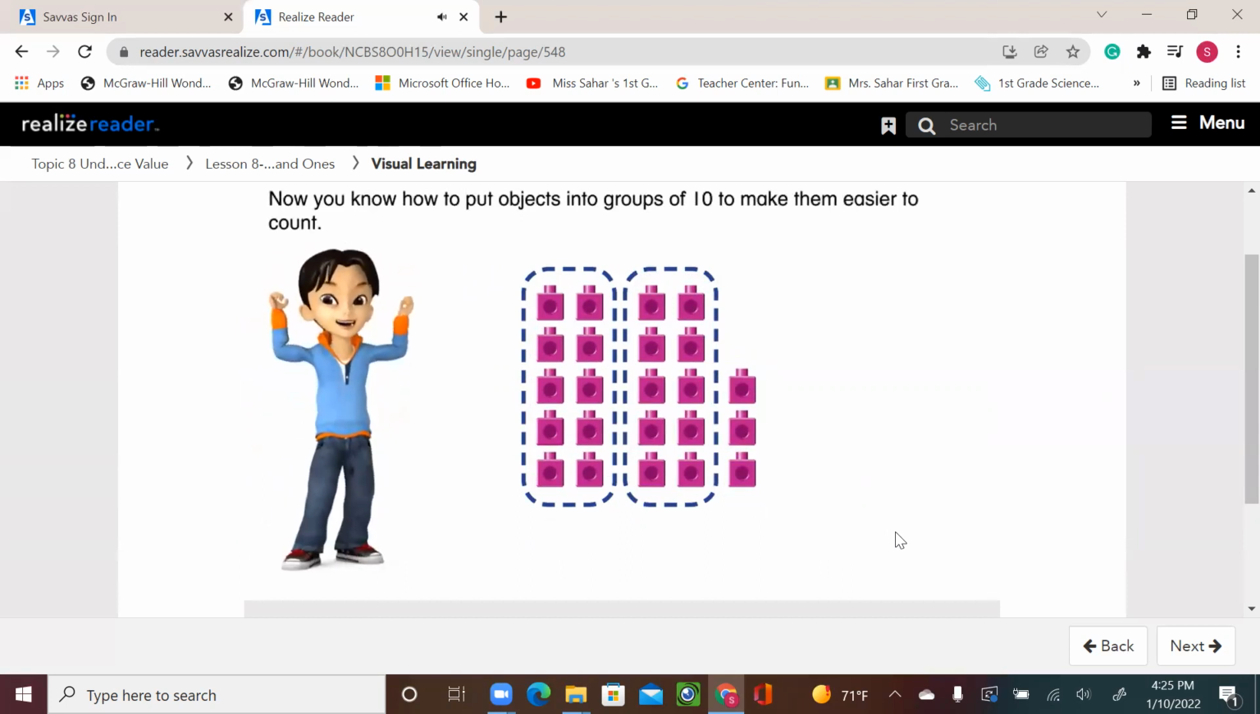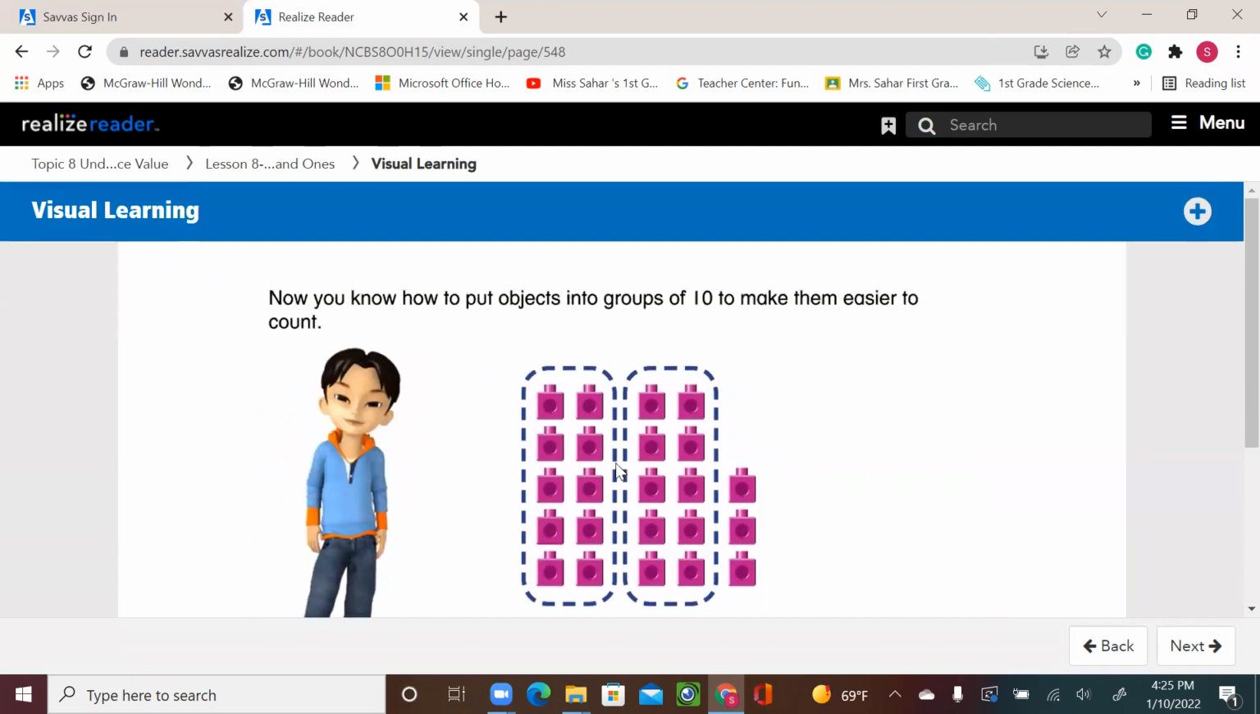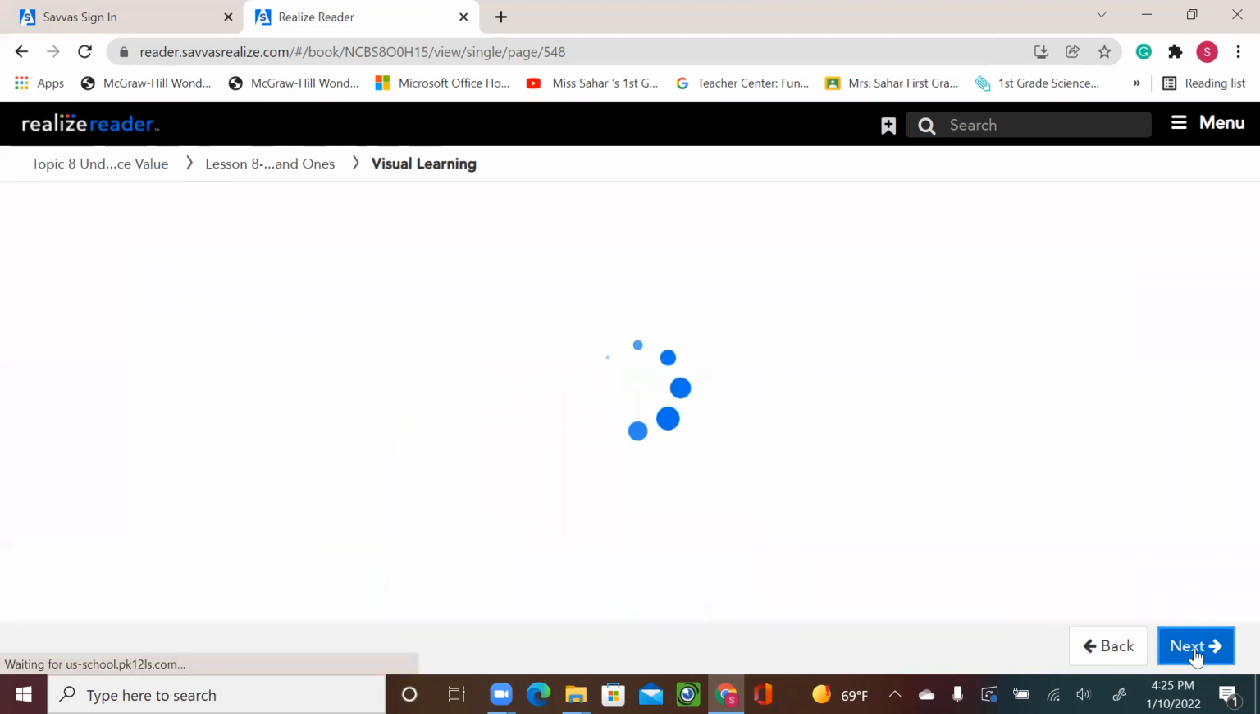Now you know how to put objects into groups of 10 to make them easier to count. Since I have them organized this way, it's easy for me to group the 10s. I have the first group of 10, the second group of 10, and now it's easy to count how many are left over, the ones that are not enough to make another group of 10. All right, let's see our guided practice, page 334.